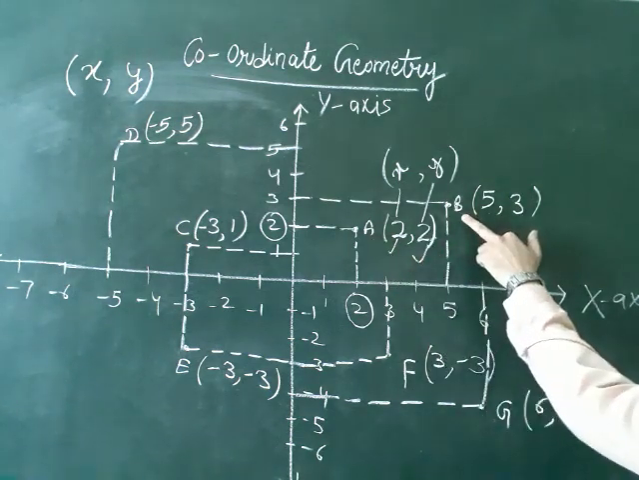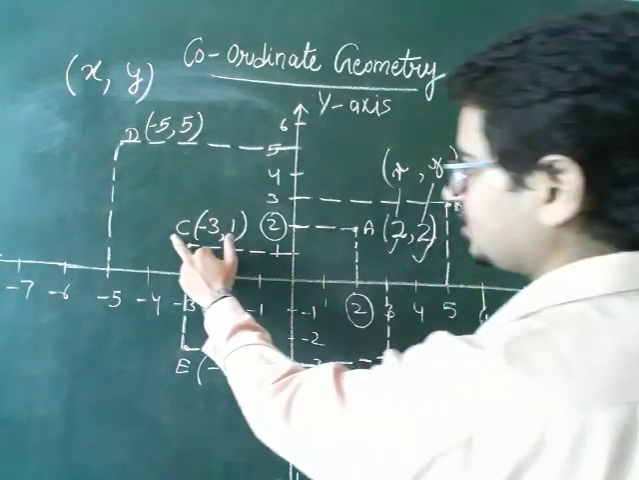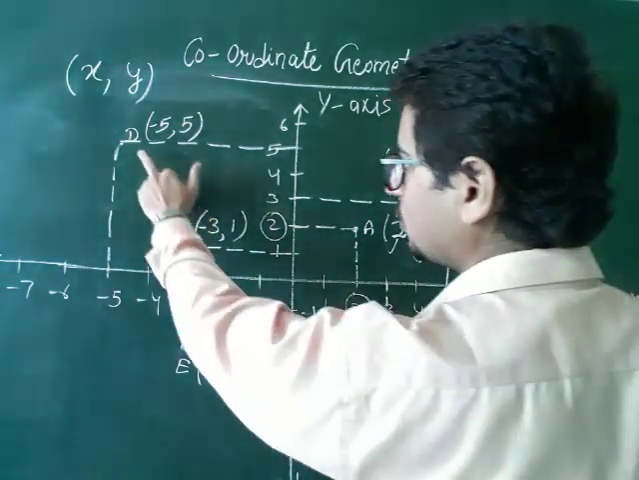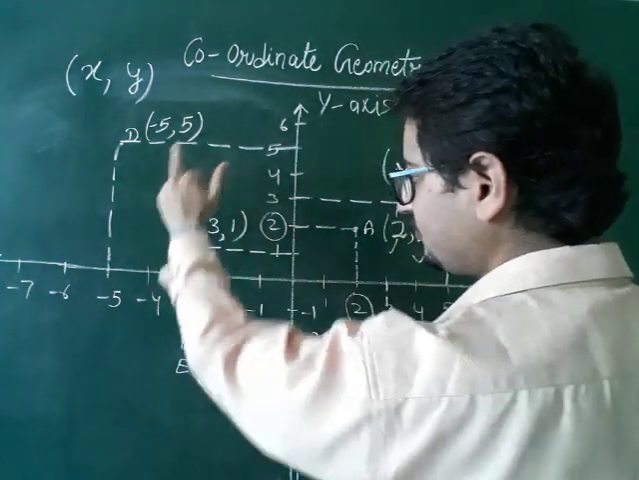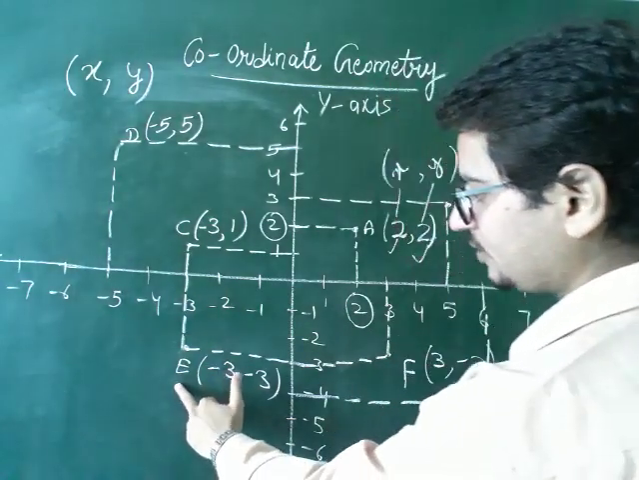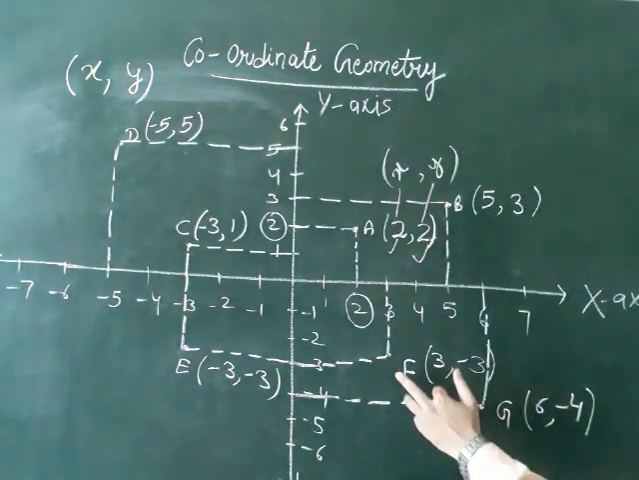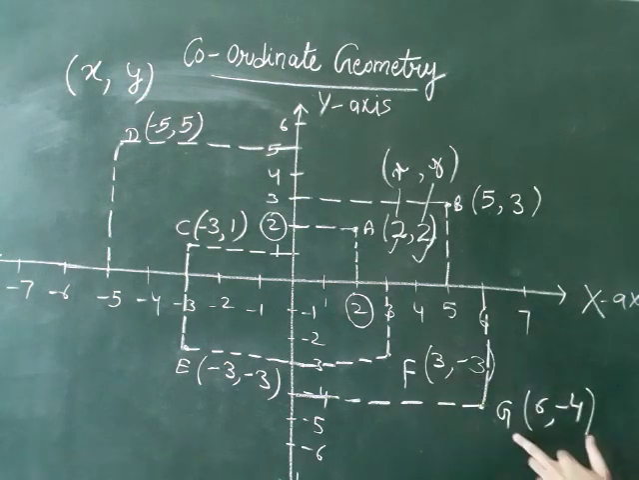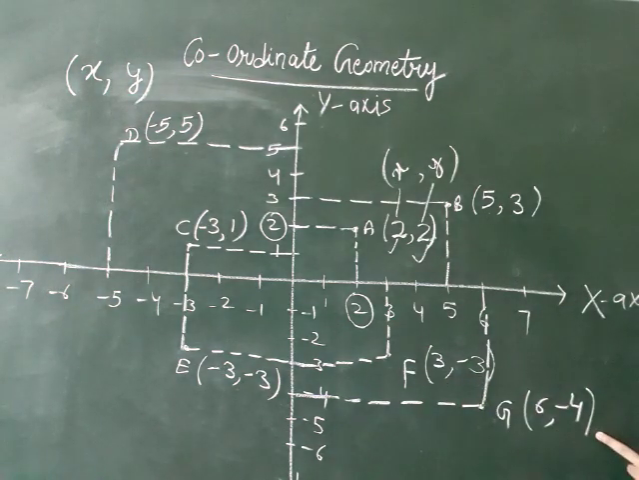Similarly, the coordinate of B is 5, 3. Coordinate of C is -3, 1. Coordinate of D is -5 and +5. Coordinate of E is -3, -3. Coordinate of F is 3, -3. And coordinate of G is 6, -4.